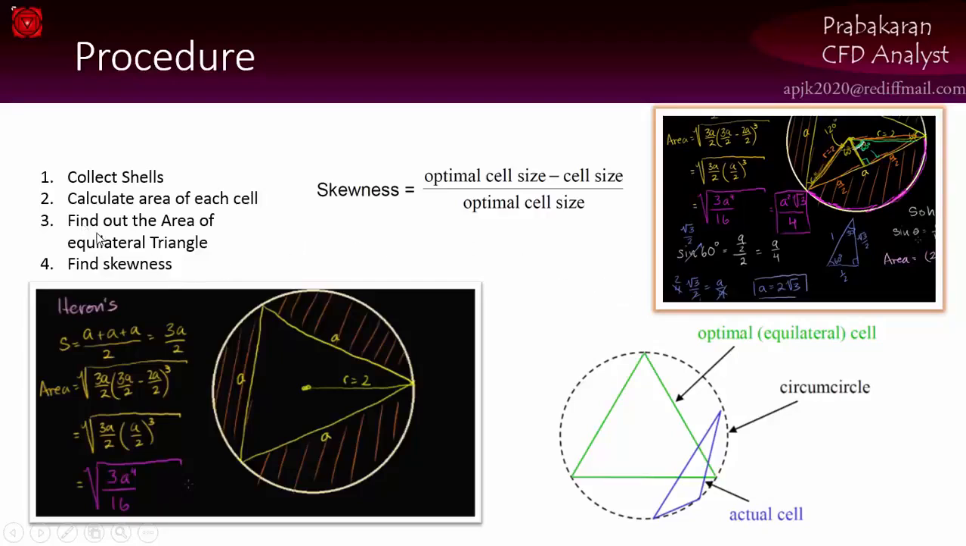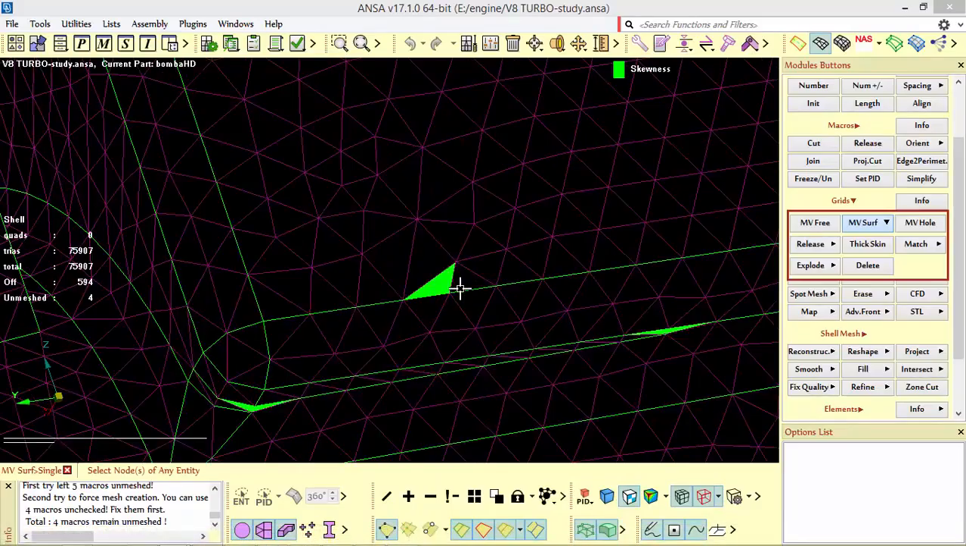To find the area of the triangle, we have Heron's formula. In this, a is the length of the equilateral triangle's side, and that a can be obtained from the radius multiplied by the square root of 3. You can see these derivations if you wish, otherwise just take the results. We need to use these equations in order to find the skewness. So first, back to here.